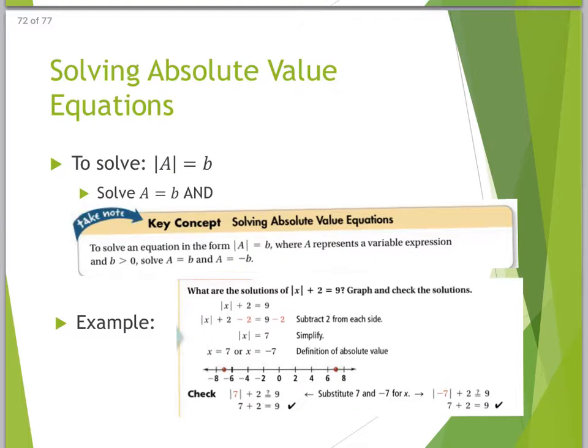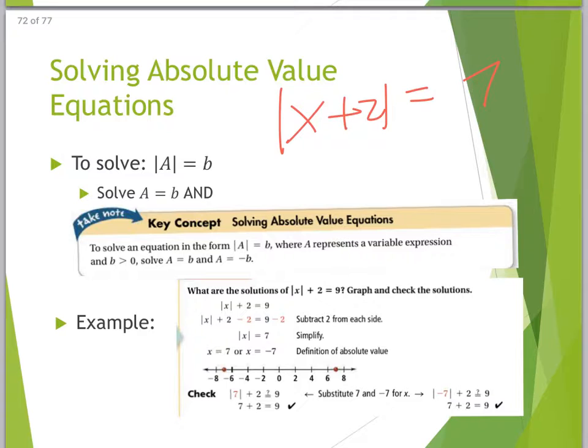Solving absolute value equations. Basically, it gives us 2 answers, and that's based on the idea that if I have the absolute value of a, whatever's inside, and I say it's equal to the number b, you have to think about the fact that, well, let's say I have the absolute value of x plus 2, and I say that equals the number 7.